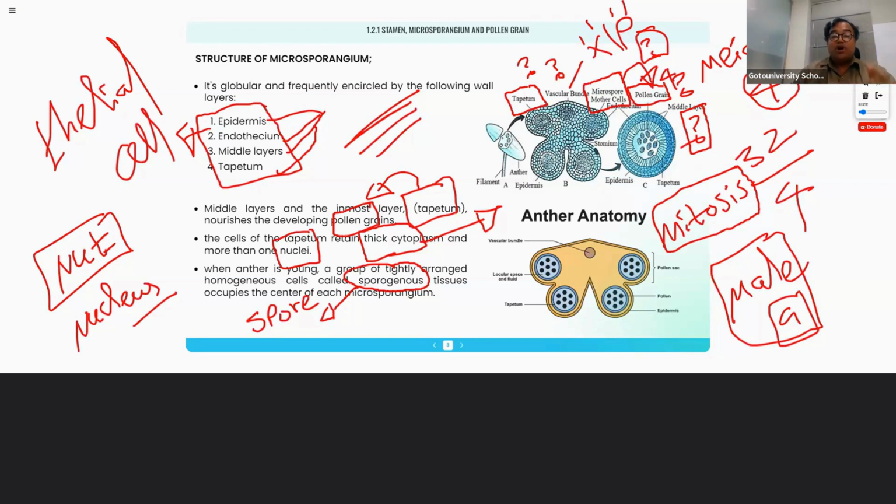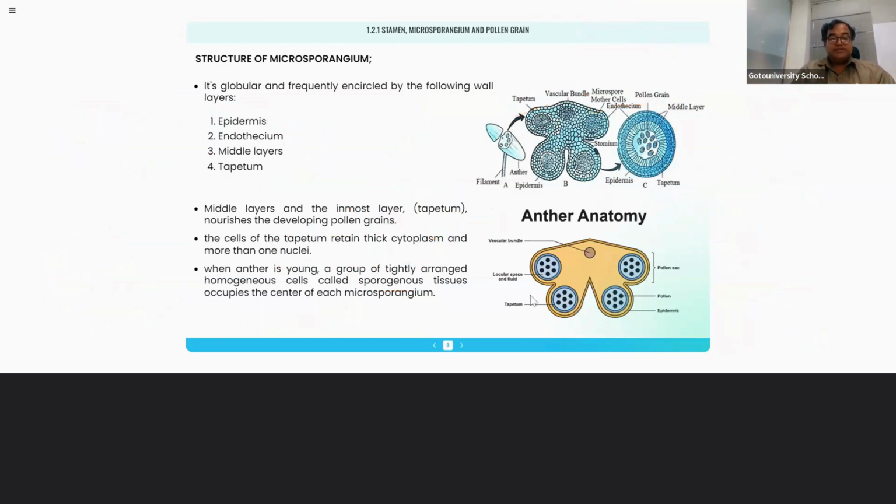We should be very careful how the pollen grain is formed from microspore mother cells, by which particular process? Meiosis. Because of meiosis, how many pollen grains will be formed? Four pollen grains will be formed. Because of mitosis, how many male gametes are formed? Four male gametes are formed. So we should be very careful in understanding all this segment, right?